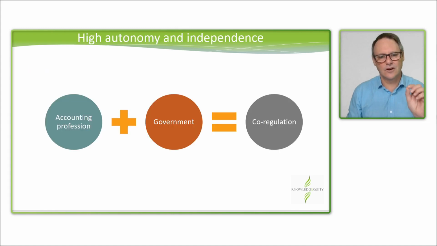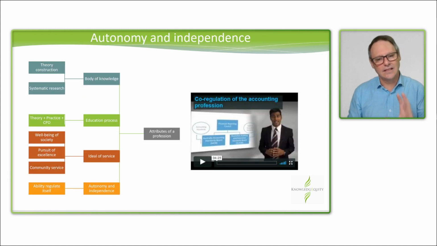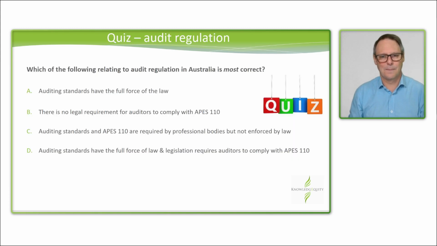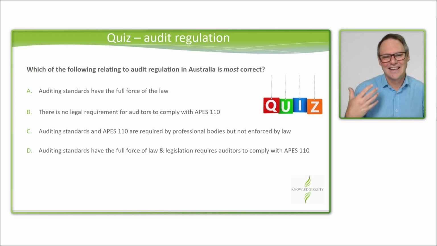So we talked about this idea of co-regulation coming in place, and there's a short video that we encourage you to watch that explores this in more detail. So which of the following, hopefully you've read that and watched that video and seen the study guide here, relates to audit regulation in Australia is most correct?